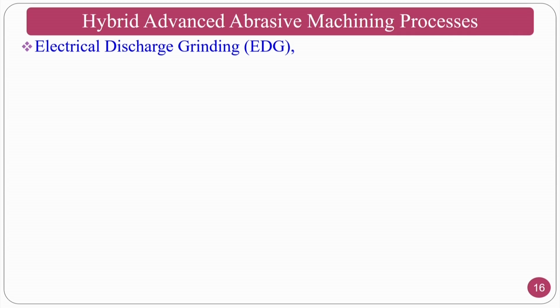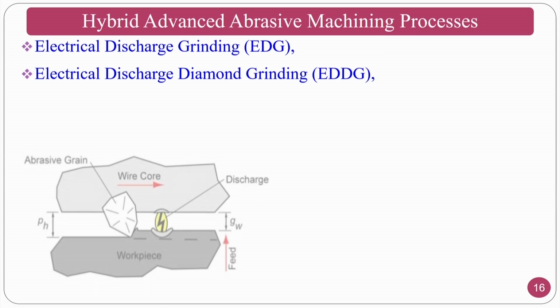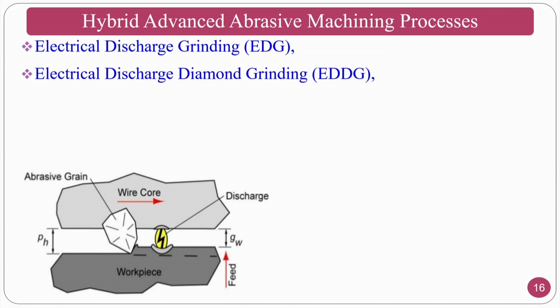So, in hybrid advanced abrasive machining processes, we have seen electric discharge grinding, wherein there will be a metallic wheel, you will have a dielectric fluid and you can rotate it, and the material removal in electric discharge grinding is purely by the spark. You know EDM, how the EDM works?